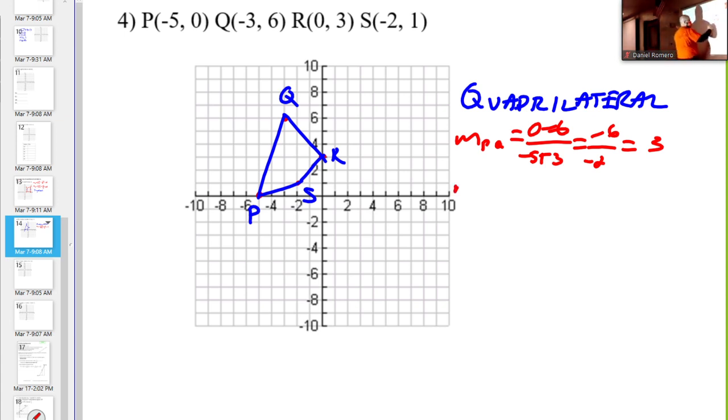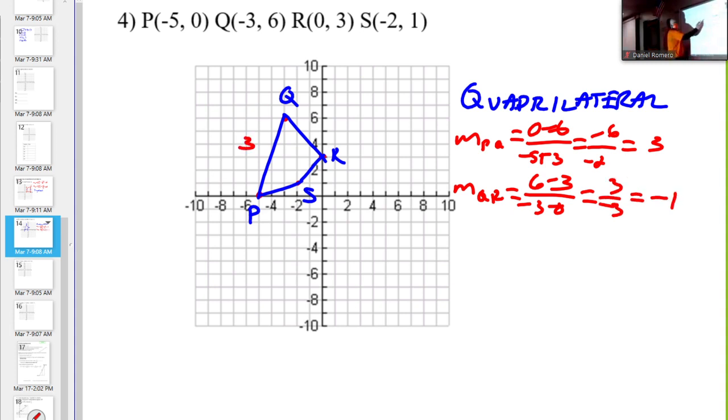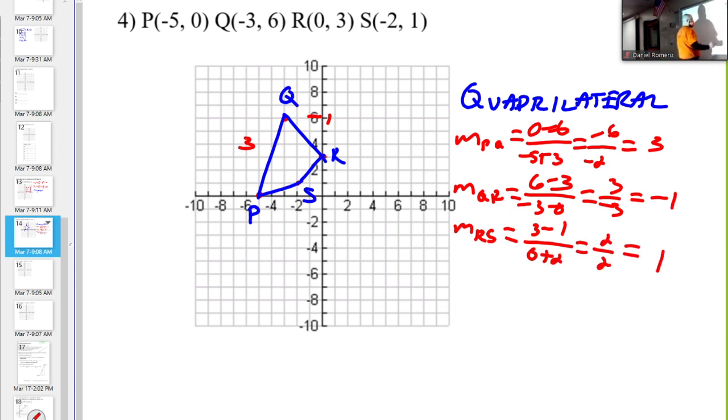Now QR, slope of QR. Subtract the y's on top, 6 minus 3, and then negative 3 minus 0. So that's 3 over negative 3, which is negative 1. So this has a slope of 3, this has a slope of negative 1. RS, I can tell from looking at it that's going to be 1, so let's just prove it. 3 minus 1 over 0 plus 2, that becomes 2 over 2, which is 1.